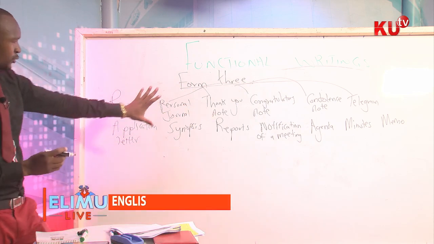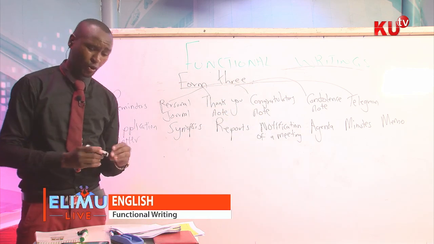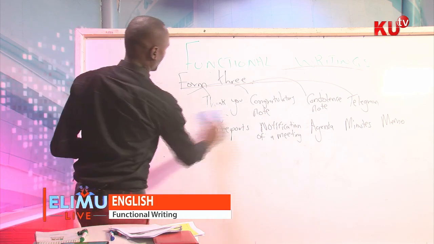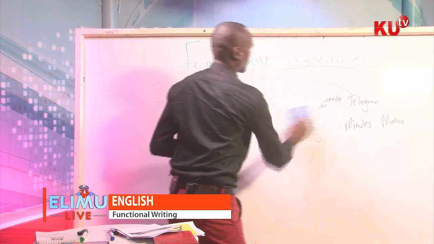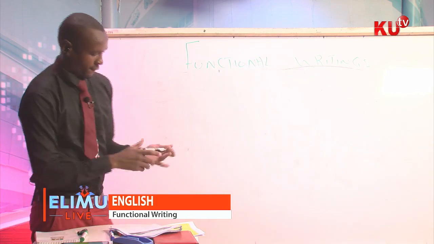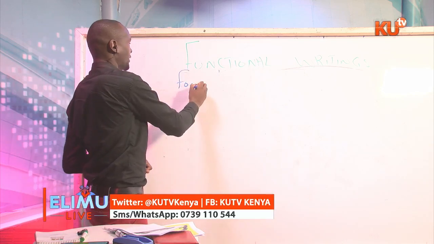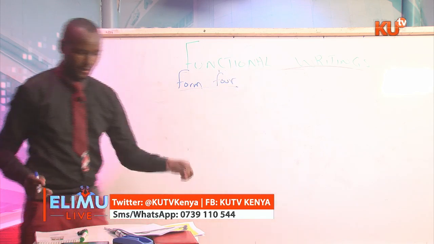So generally in Form 3, these are the functional writings. Once you familiarize yourself with the format of all of them, then you are good to go. You are safe. Then we come to Form 4. Again, we illustrate. Form 4, functional writings. The candidates. Form 4 work.